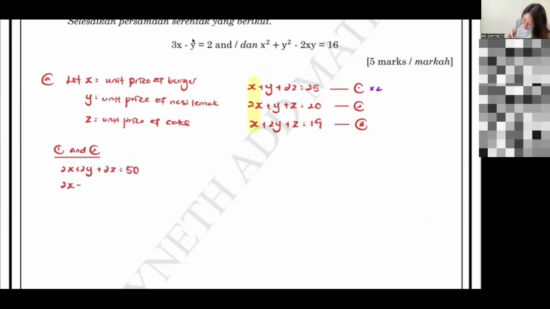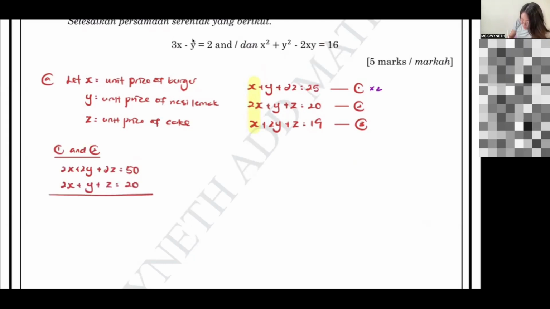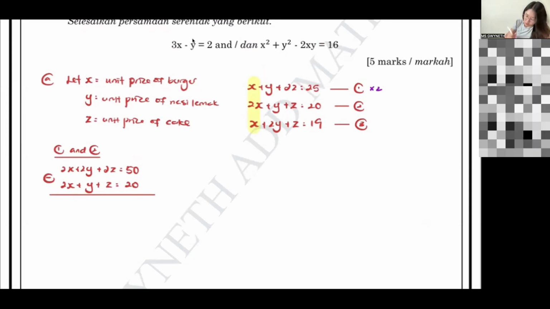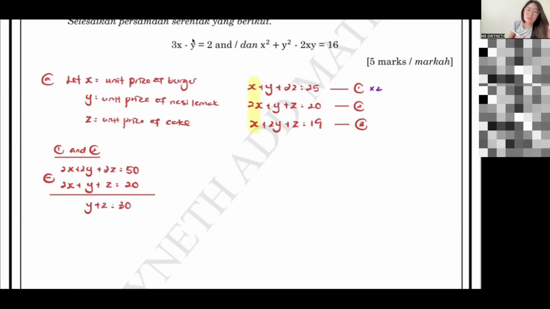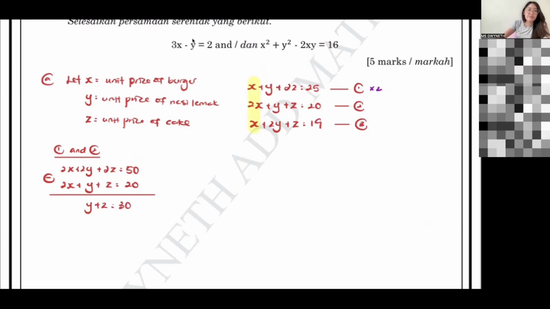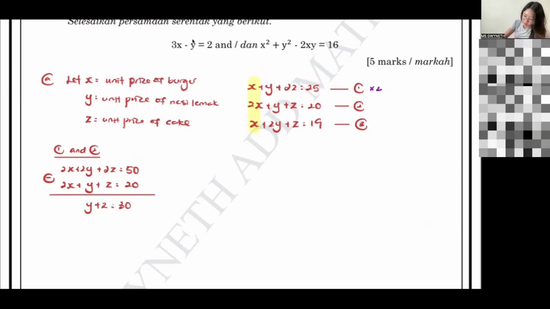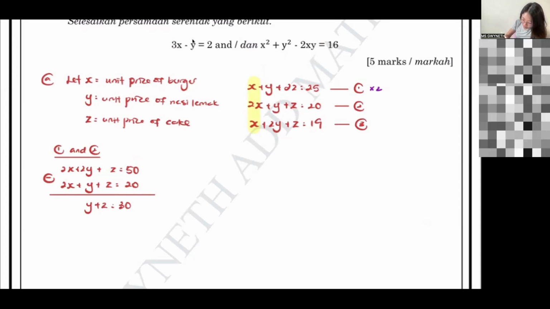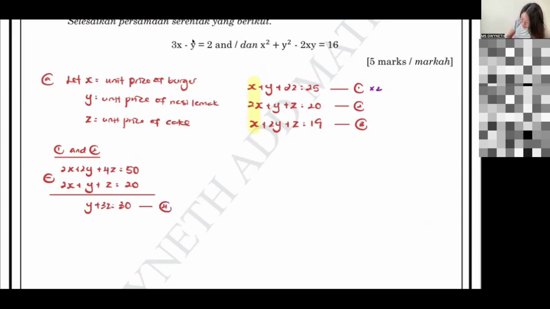Then copy equation 2. Okay, to eliminate x, you need to minus to make x a 0. So 2y minus y, z, and 30. Oh, sorry. My brain is lagging already. So this is 3z, 30. Okay, this will be your equation 4.